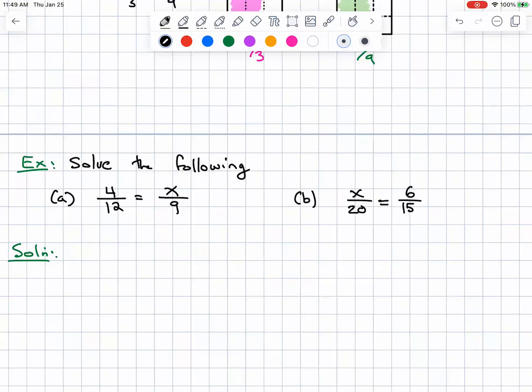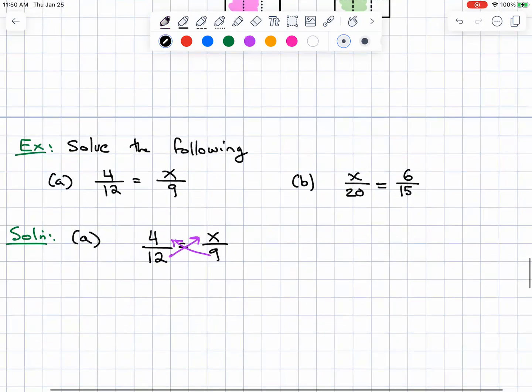So part A, you can rewrite it if you want to, I'd recommend it. 4/12 equals x/9. There are several different ways you can solve this. The main way, the simplest and fastest way, is through cross multiplication. So you multiply like this: you take the numbers you're going toward and multiply them together. So this becomes 12 times x equals 4 times 9.